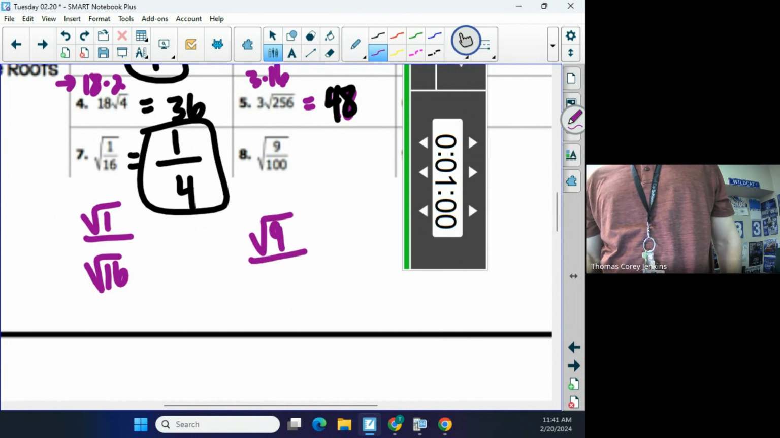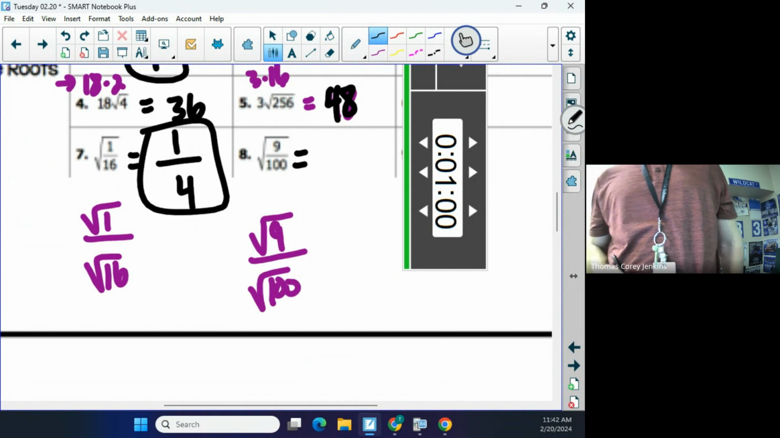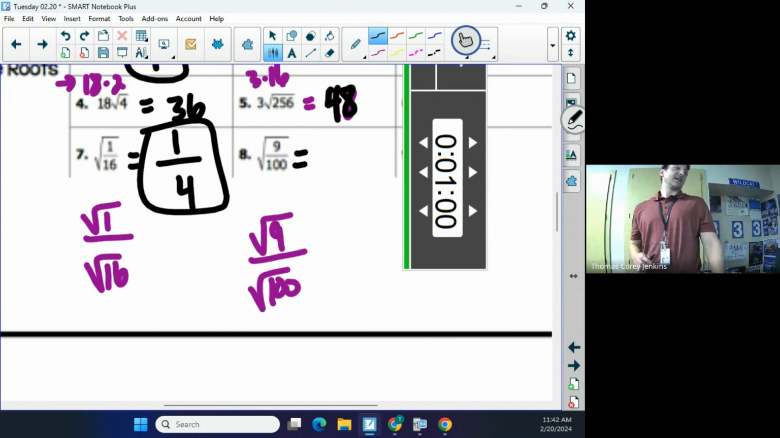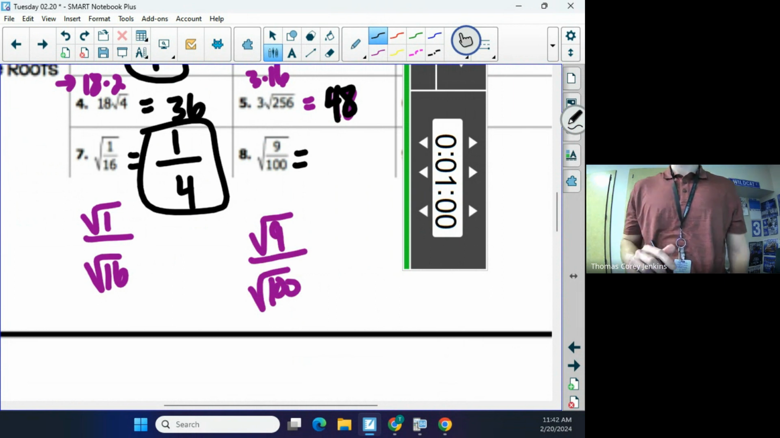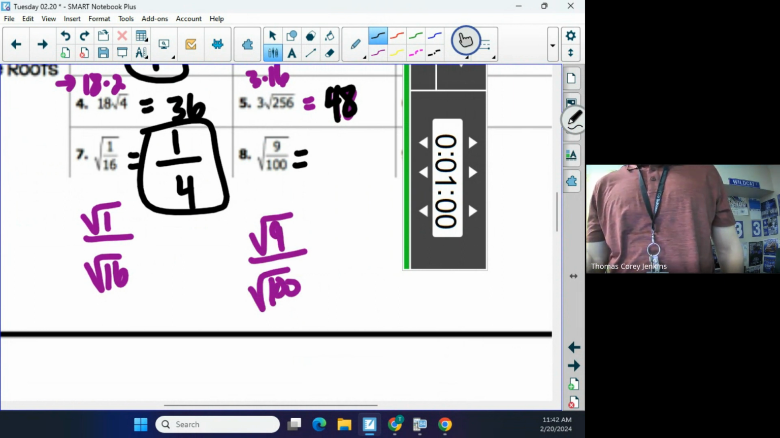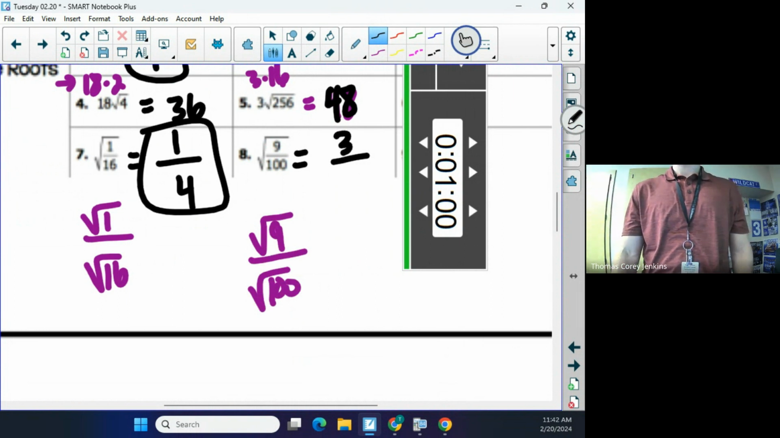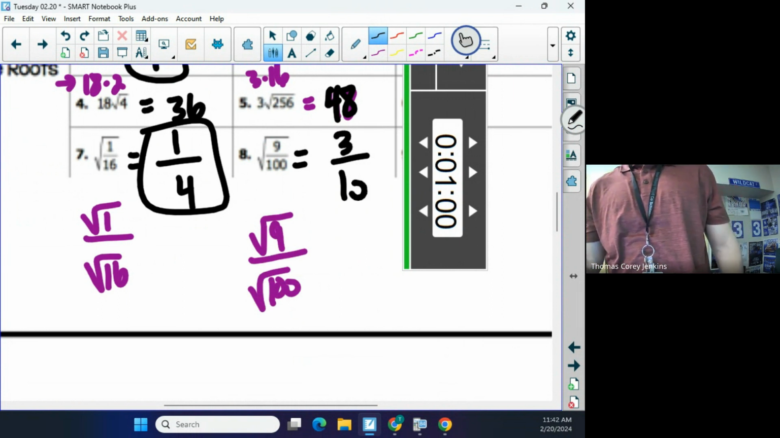And then number 8, square root of 9 divided by square root of 100. Who can tell me what my numerator is? What's the square root of 9? Yes, Gwen. 3, very good. And what about my denominator? What would that be? Zach? 10. 3 over 10. Very good.